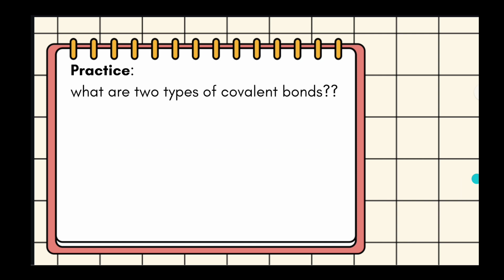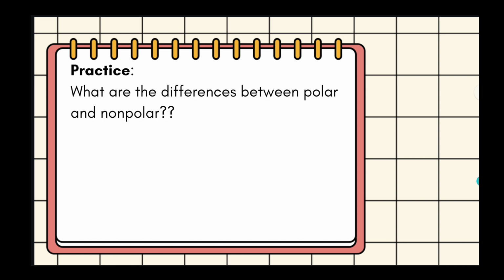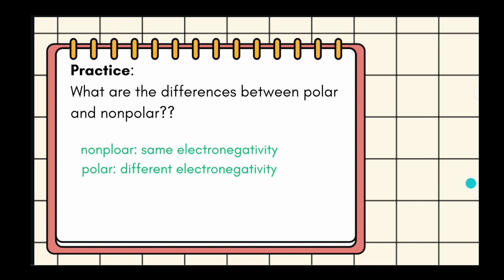What are the two types of covalent bonds? There's polar and nonpolar. What are the differences between polar and nonpolar? Nonpolar is the same electronegativity, and polar is different electronegativity.